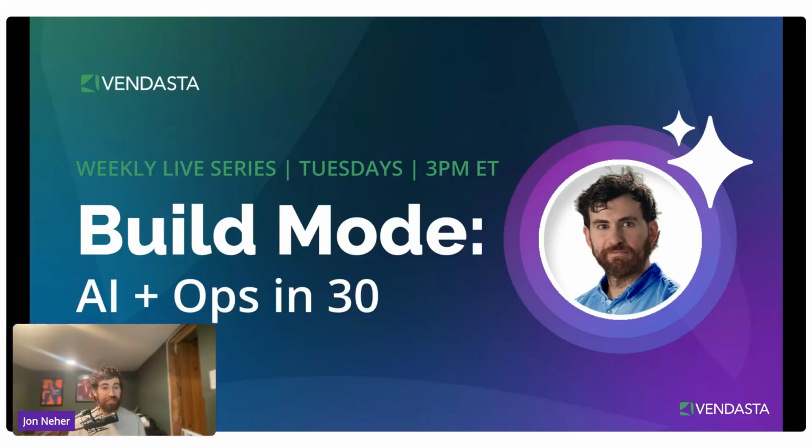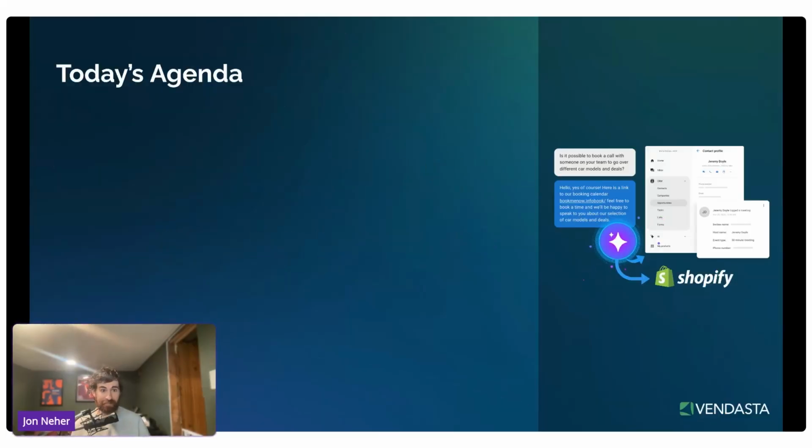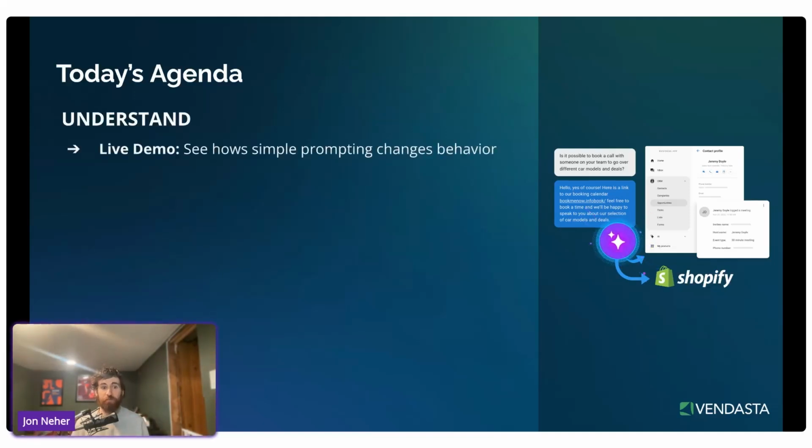Today's topic is going to be something of an introductory topic, but it's going to be a lot of value for you as well. We're going to be talking about the anatomy of an AI employee and the prompts that bring it to life. Over the course of other sessions, we'll look at other things like automations, capabilities and tools, but today we're really focusing in on that foundational component of the anatomy of an AI employee and the prompts that bring it to life.